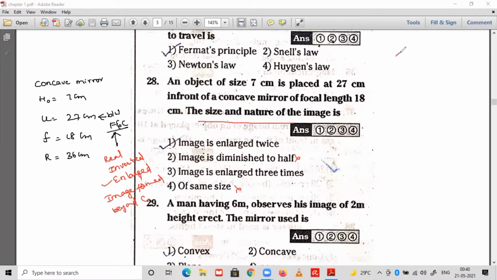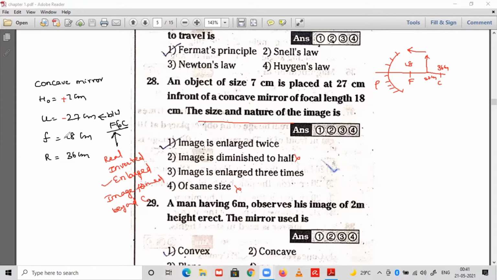So the focal length he mentioned in the question is 18 centimeters and the center of curvature will be 36 centimeters. Now the object is placed at a distance of 27 centimeters. Now if you apply the sign conventions, the object lies above the principal axis, and u is opposite to the incident ray. This is the incident ray, it will be opposite to the incident ray, so we need to take the negative sign.